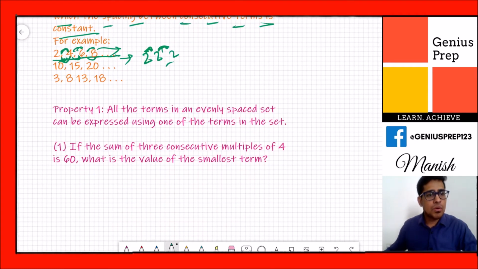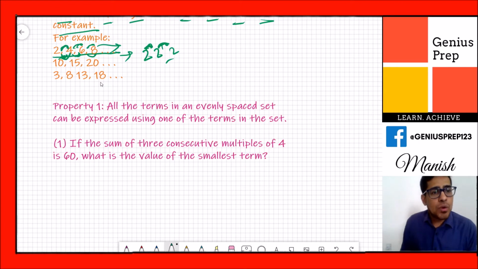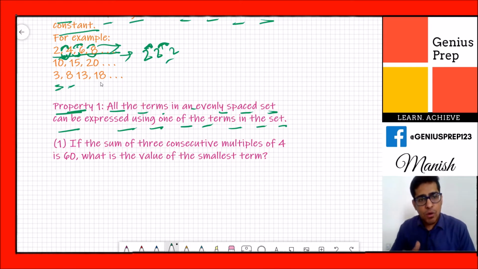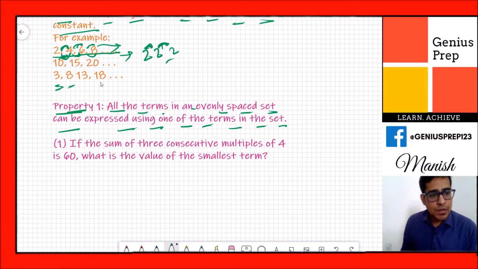Here are a few properties which are very important whenever you are solving questions from this concept. We will be discussing those properties. The first property is that all the terms in an evenly spaced set can be expressed using one of the terms in the set. What does it mean? Let's solve a question and you will get a better idea.